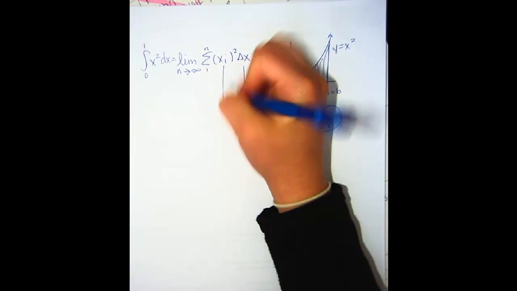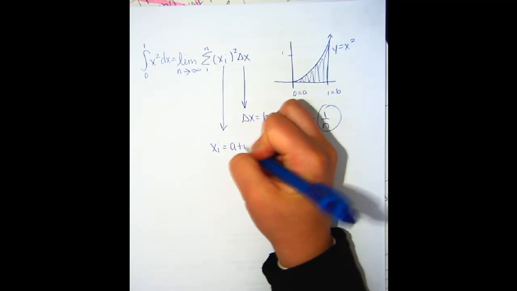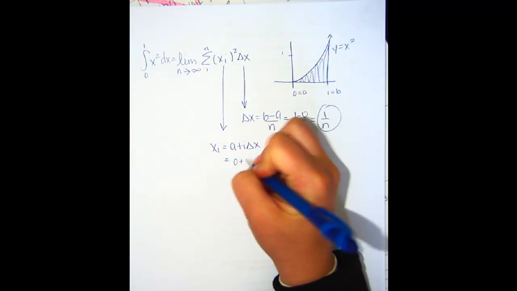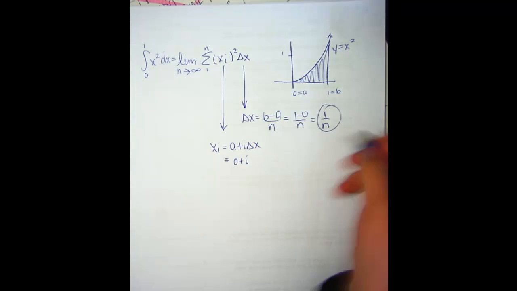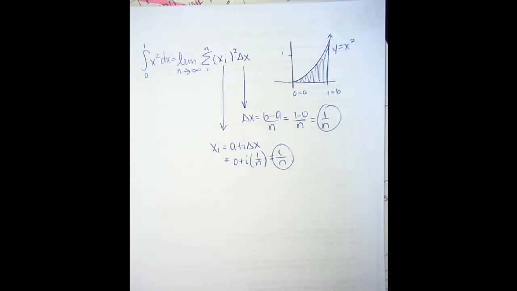Now we got to find xi. So xi is equal to a plus i delta x. We're just going to plug in what we know. So a is 0 plus i, and delta x is 1 over n. So we get i over n. Okay? Now those things are what we're going to plug into our formula.